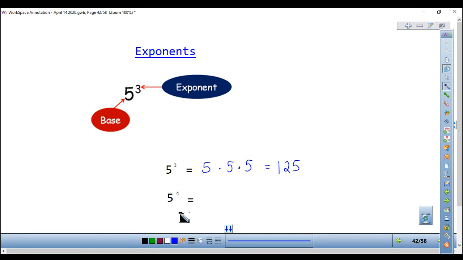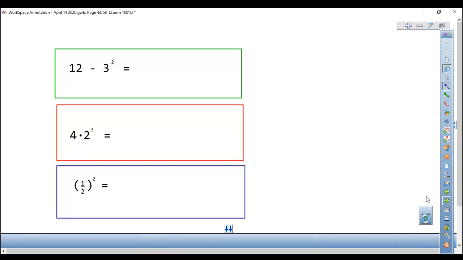So in this example, 5 to the power of 4, the 5 is also multiplied by itself, but this time it's multiplied by itself 4 times. And I would get 625 for that. Let's take a look at some examples where we're evaluating different expressions.